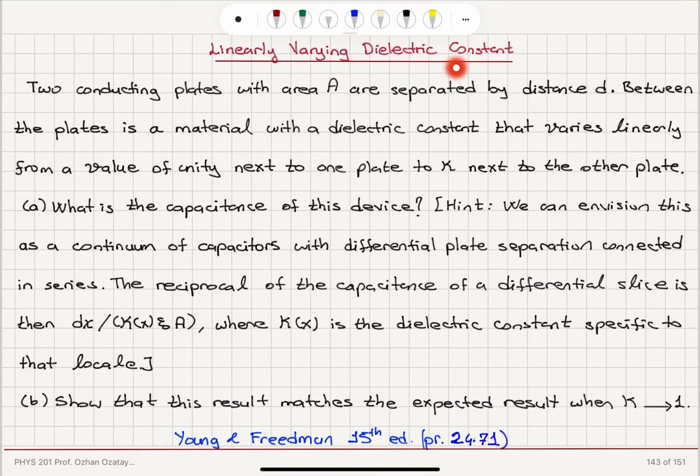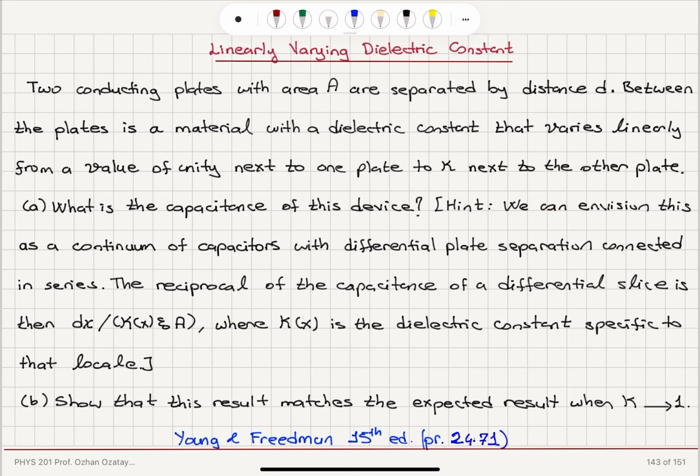Linearly varying dielectric constant. Two conducting plates with area A are separated by distance d. Between the plates is a material with a dielectric constant that varies linearly from a value of unity next to one plate to kappa next to the other plate. Part A. What is the capacitance of this device?